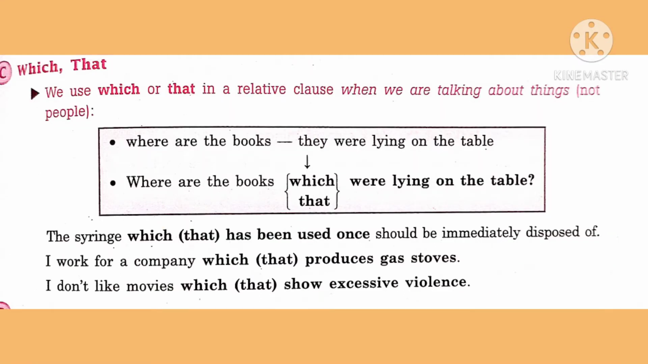Now is the usage of which and that. Exactly the opposite of who children. Who हम use करते हैं people के लिए and now we are using which and that only for things. So we use which or that in a relative clause when we are talking about things, not people. Say for example, where are the books which were lying on the table or that were lying on the table? Both are correct children. So which and that for things.